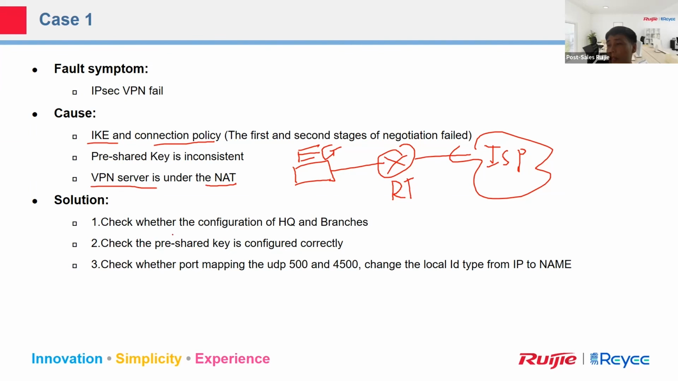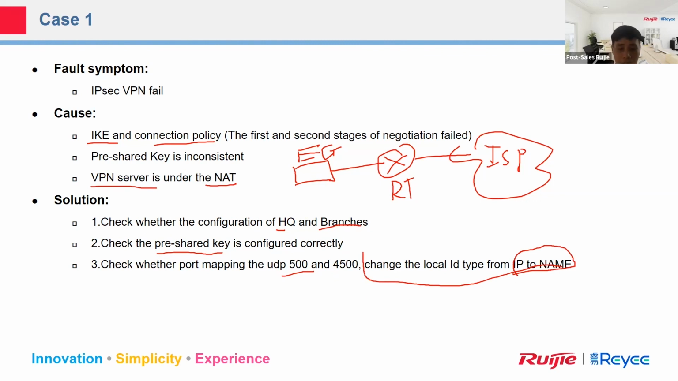The first solution, you can check the configuration between HQ and branch. The IKE and connection policy should be the same. The second thing is the pre-shared key, which should also be the same. Otherwise, the IPsec tunnel cannot be established. The third solution, if our gateway is behind another router, we need to open port UDP 500 and UDP 4500 and change the local ID type from IP to name.